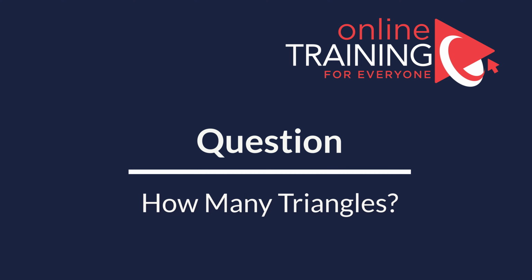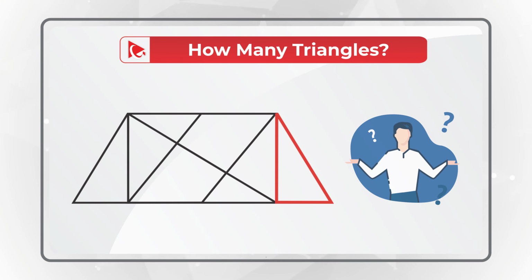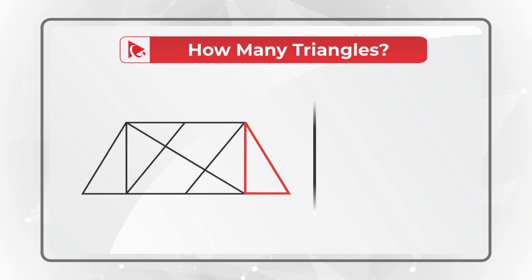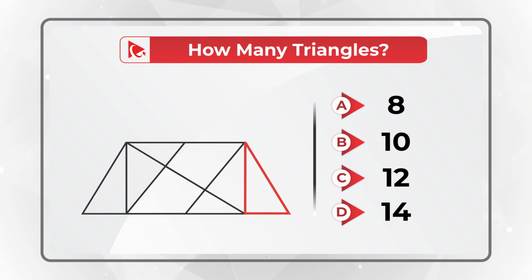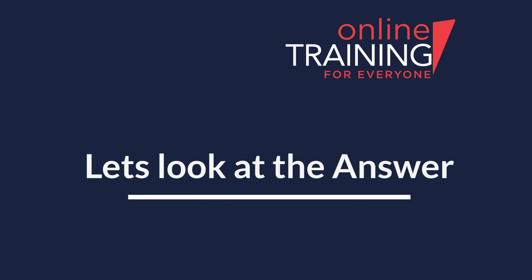When I saw this question, I couldn't believe the answer. You need to determine how many triangles are presented in a given shape. You see one triangle highlighted in red, but you have 4 different choices. Choices A, which is 8 triangles, choice B, 10 triangles, choice C, 12 triangles, or choice D, 14 triangles. How many do you see? Give yourself a little bit of time to see if you can come up with the solution.